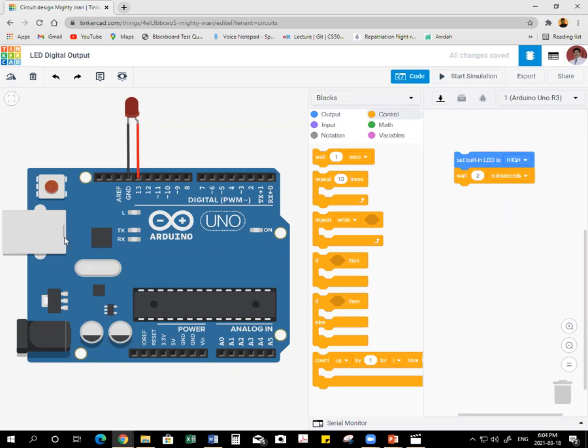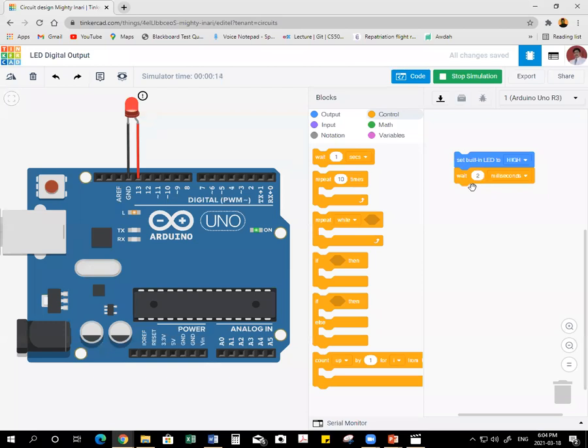We give the power supply to the Arduino, so if you start the simulation, until you remove the power or put some other code here, the block set will continuously rotate, continuously running. So start simulation. Yeah, see, the LED is glowing for 2 seconds, then again it will go, again it will go. It's not stopping, so there is no use of putting the wait block here.